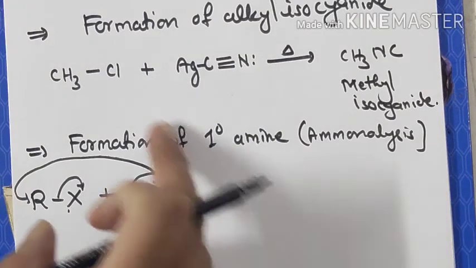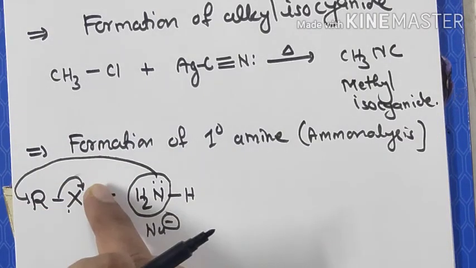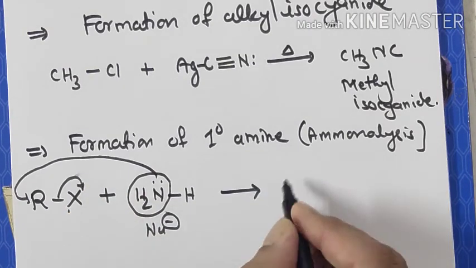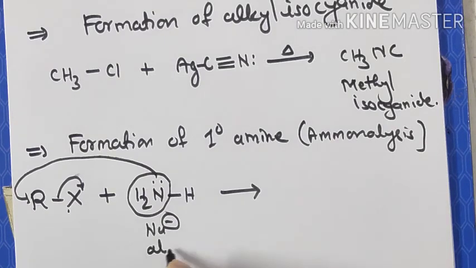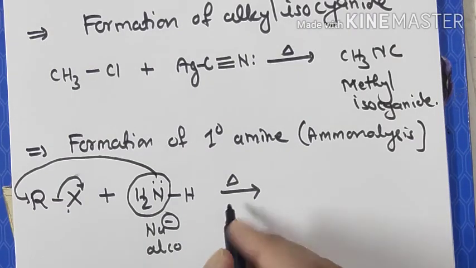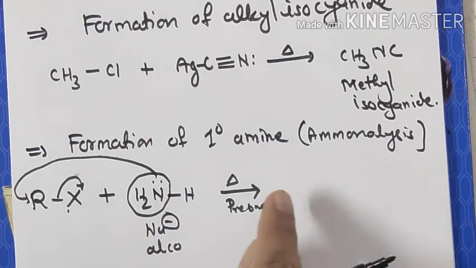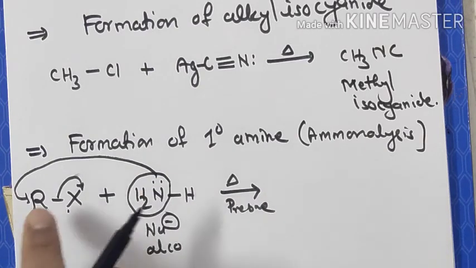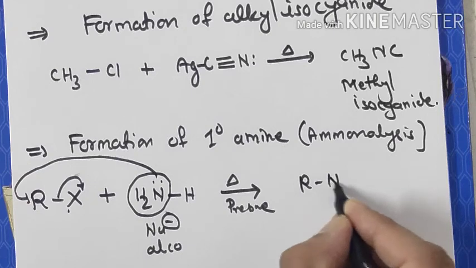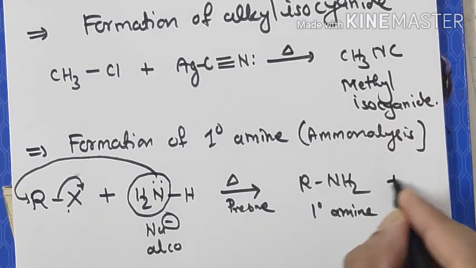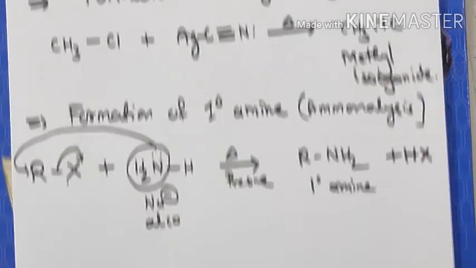So this nucleophile is going to attack on this carbon, this X is going to come out, this X and this hydrogen are going to combine, and what will be formed? And one more thing, this will be alcoholic heating under some pressure, right? So some pressure will be there. Okay, student. So what will form? RNH2. RNH2 is nothing but primary amine, that is 1 degree amine, and HX.